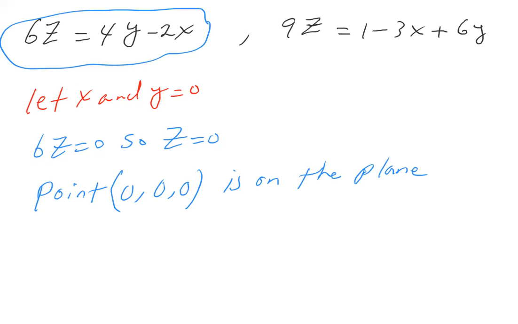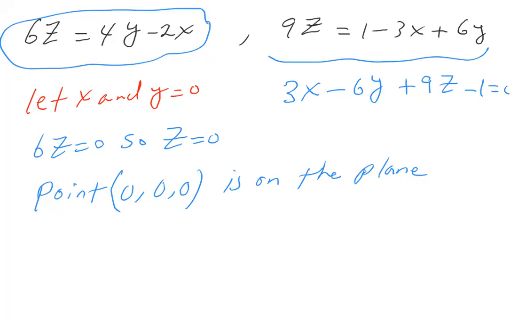So now I'm going to go ahead and rearrange my second plane. I'm going to rewrite this as 3x minus 6y plus 9z, bringing it to the left-hand side. And this time I can say minus 1 equals 0. So this means that this is my A, this is my B, this is my C. And since minus 1 is on the right-hand side, that's going to be D.